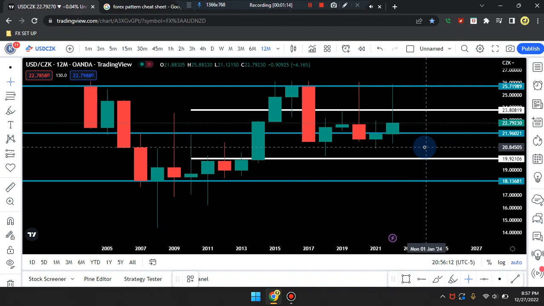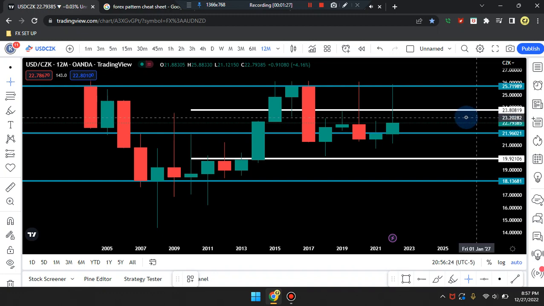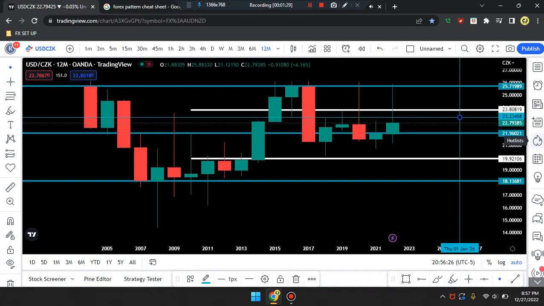Current price is sitting at 22.79205. So price works its way up. It can head to that resistance line at 23.80819 before tagging the midpoint area at 23.23468.